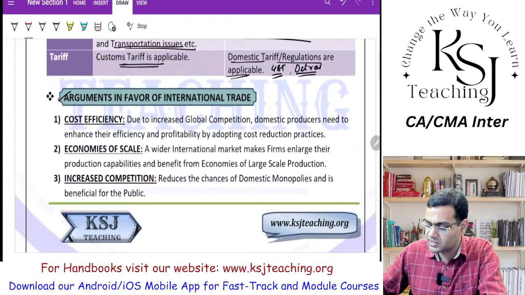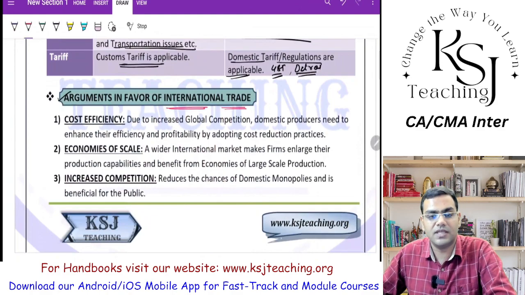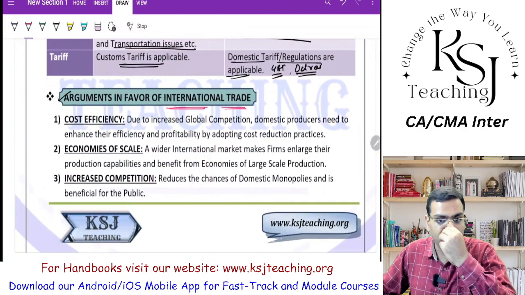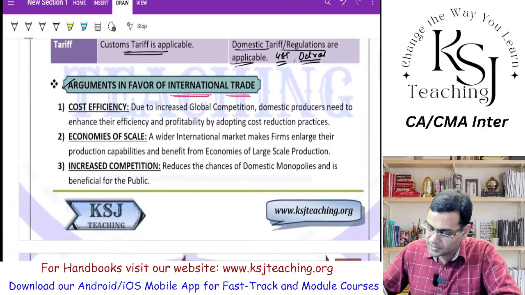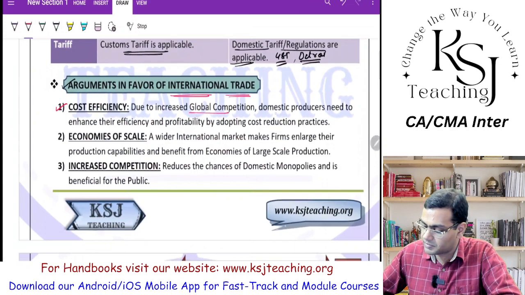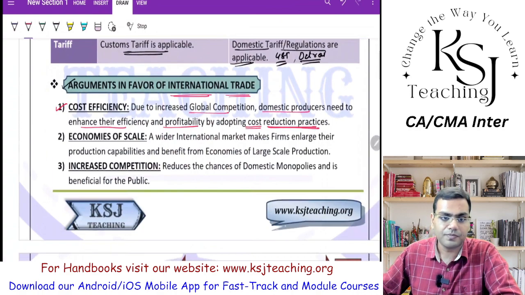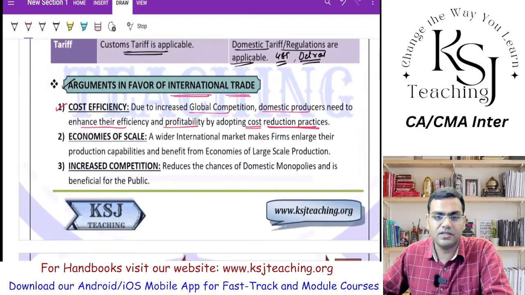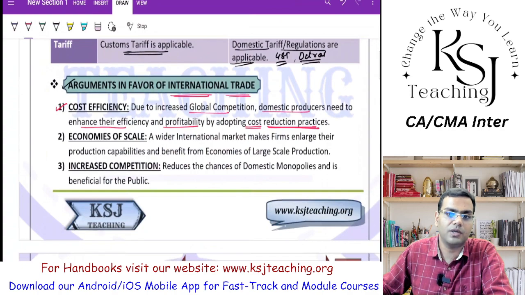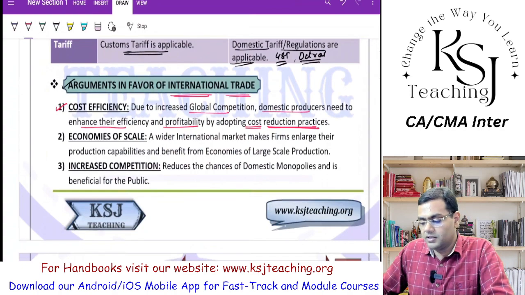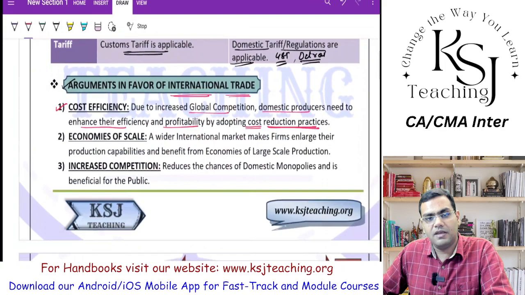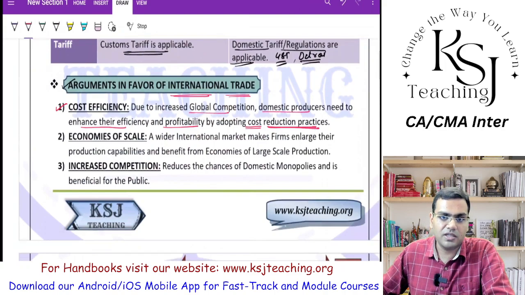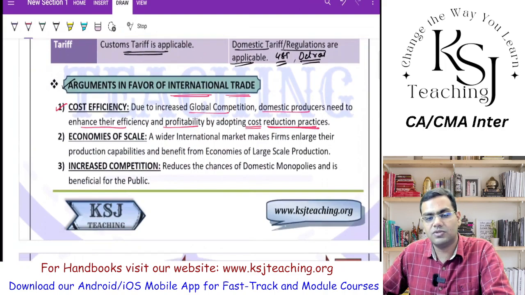What are the various thought processes where we say that international trade helps in the growth of nations, right? Cost efficiency. Due to increased global competition, the domestic producers need to enhance their efficiency and profitability by adopting cost reduction practices. He says, let's say there is the Apple iPhone, right? There is a domestic manufacturer also, and you can import it also. Let's say, so what happens, sir? If you buy it from the local manufacturer, he's selling it for 80,000 rupees, and you import.